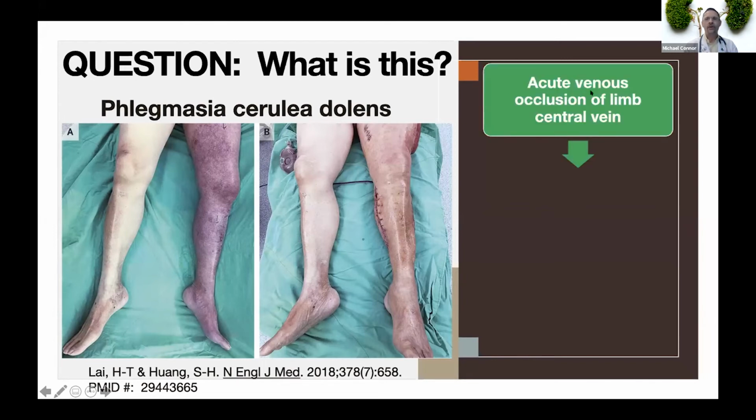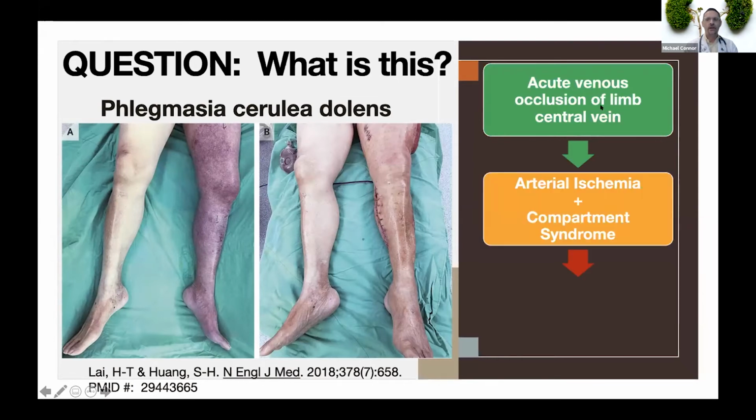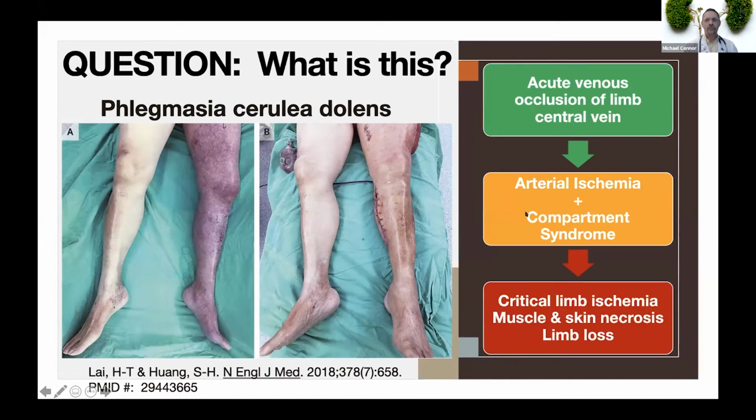And so as a result of an acute venous occlusion of the limb's central vein, you get an inability to drain blood out of here, and you develop a compartment syndrome and arterial ischemia, as well as then progressing to critical limb ischemia, muscle and skin necrosis, and limb loss. And you can see here that this patient had to have fasciotomies and drainage of this in order to sort of save this leg. So acute venous hypertension can cause limb ischemia.